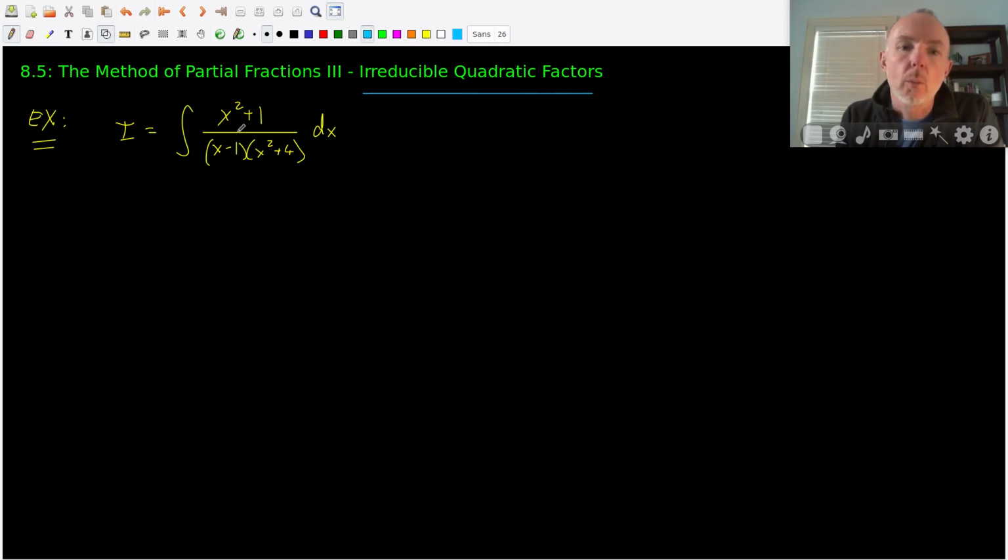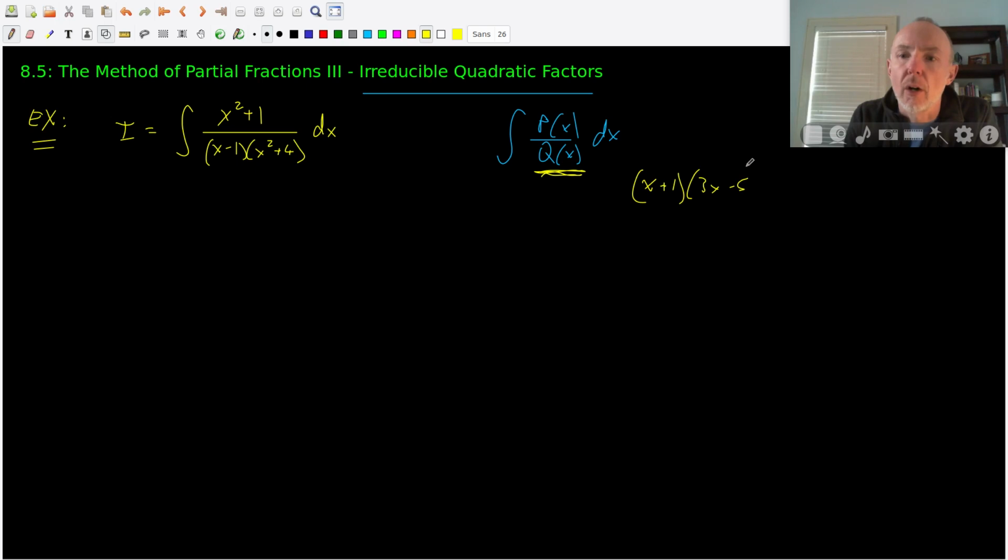As we've seen, we're looking at integrating polynomials divided by polynomials, so rational functions, and it comes down to factorizing the denominator, the Q down here. Everything we've seen so far has had a denominator that's completely factorizable into linear terms. And by linear, I mean things like x plus 1 and 3x minus 5. Those are linear terms. But not everything can be factorized.